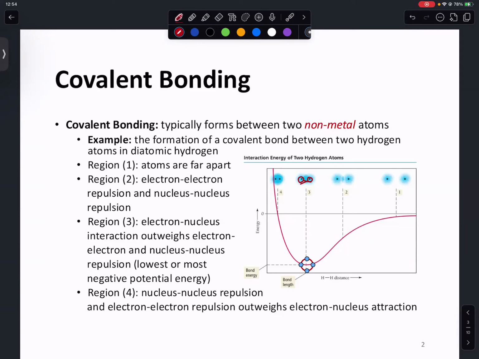If these two atoms were brought even closer together, there would be more nucleus and electron repulsion that outweighs that attraction. So this is what we call our sweet spot at step 3.